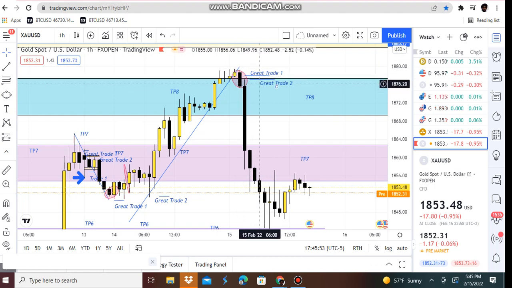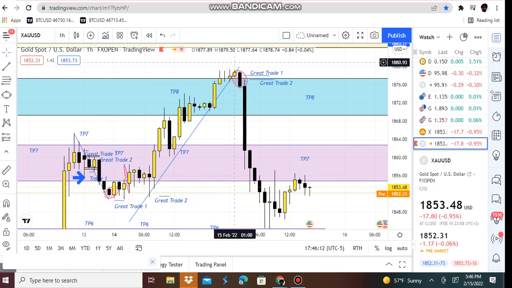It'll show us some type of candlestick pattern at the top of an uptrend, letting us know that price is reversing, heading back down. It'll show us some type of candlestick pattern at the bottom of this downtrend, letting us know price is heading back up from take profit 6 all the way to take profit 8.